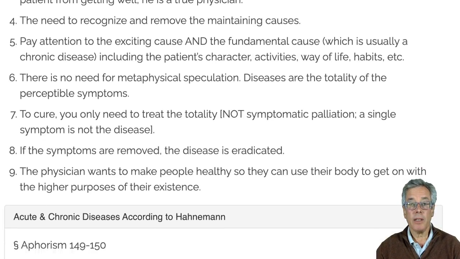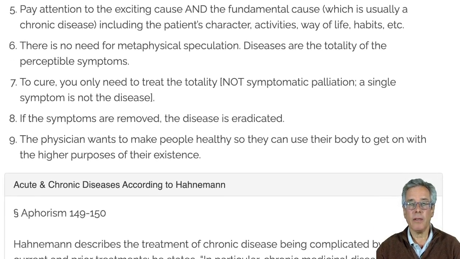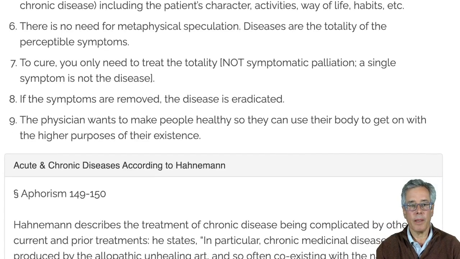5, pay attention to the exciting cause and the fundamental cause, which is usually a chronic disease, including the patient's character, activities, way of life, habits, etc. So the whole person. So what is the exciting cause? Well, they might come with a pneumonia when really they have a deeper disease, heart disease, underneath that. And so all these aspects of a person's health need to be considered.